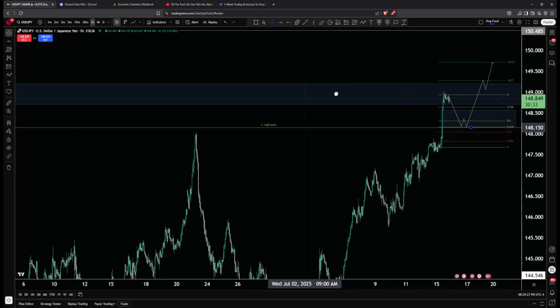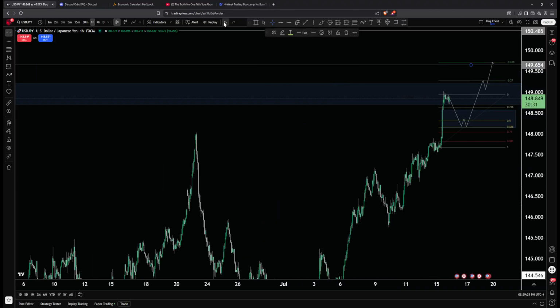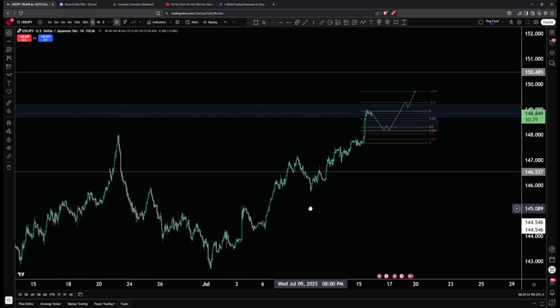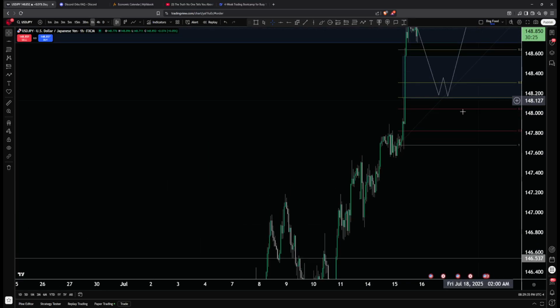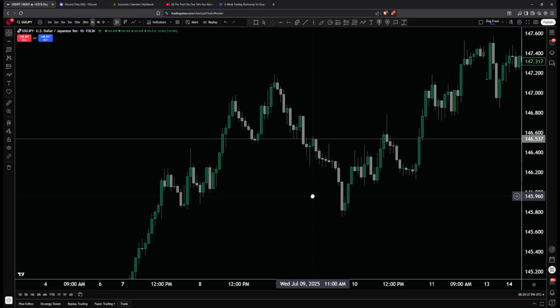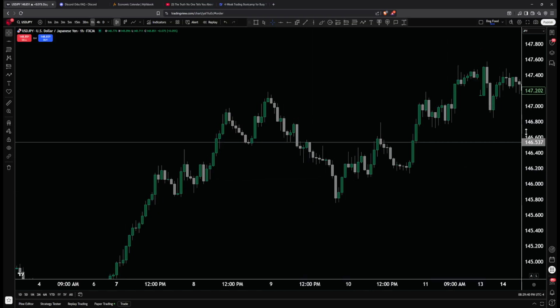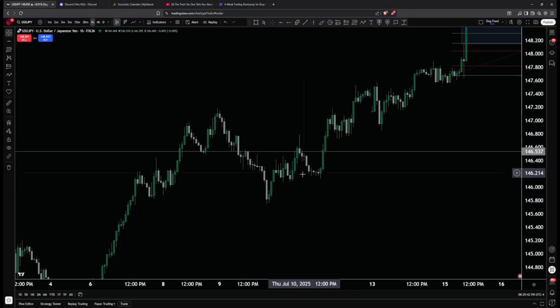Let me see if there's anything else. I think that was it. I know I seen a move yesterday that I used Fibs on. I think it was this right here. What was the move? I think I got it somewhere here, but I use Fibs.